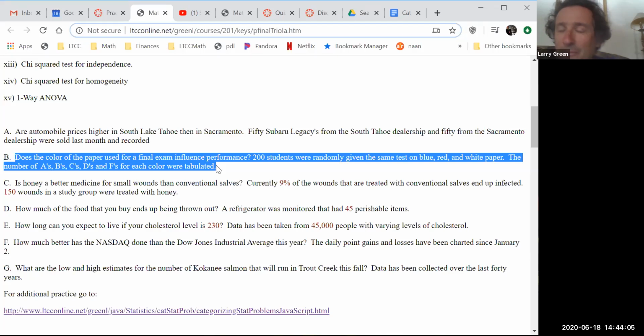So what chapter is this from? I have no idea. What chapter handled things like answer being blue, a word, not a yes, no, not a number? There's only one chapter that did that. 6? Mm-mm. Okay, this is chapter 11, chi-squared. That helps, because it forces you to think about what chapter we're in now. And in chapter 11, there are 3 different tests.